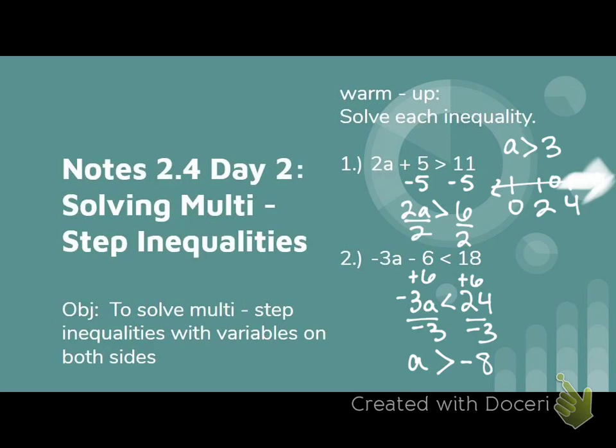So we have a very small number line. At -8, are we open or closed? Open, and we shade to the right. We go by whatever the symbol was when we were done with the problem. So when we're done with the problem, it's greater than, we shade right.